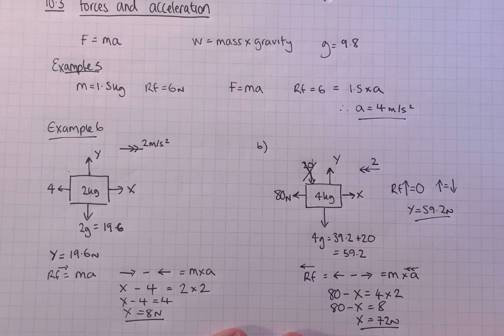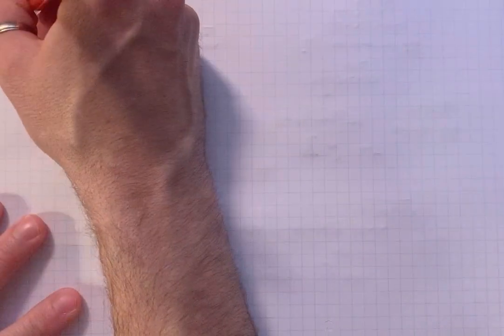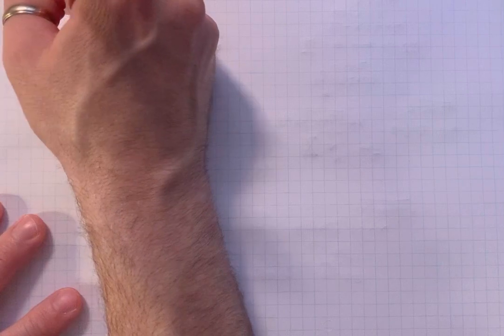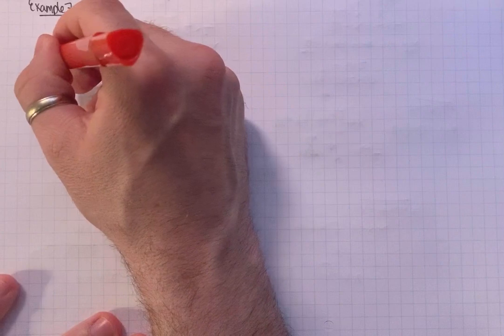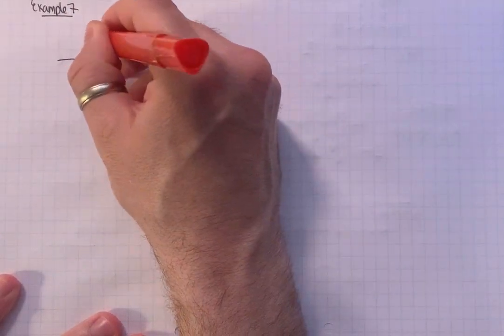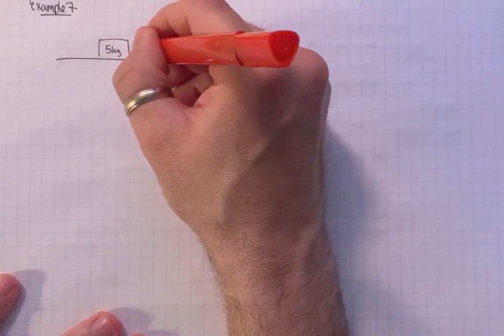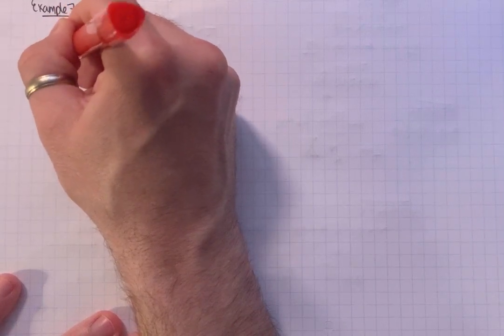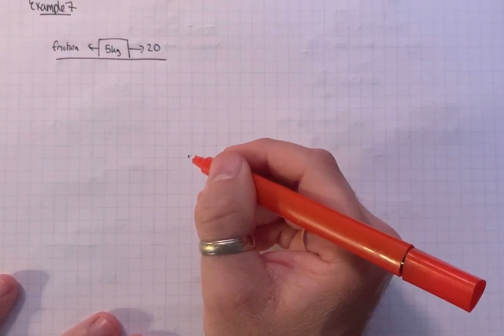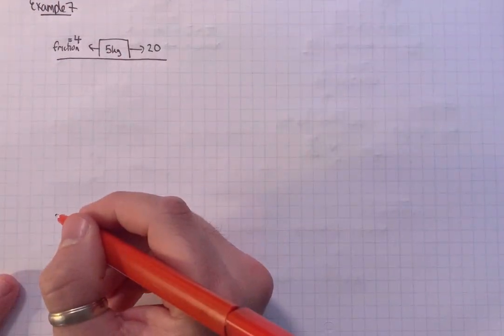Okay, those are about all the examples. Oh no, there's one more, example 7. It says that a body of mass 5 kilograms is pulled on a rough horizontal table, rough meaning there's going to be friction. It's pulled by a force of magnitude 20. So I'm going to have a frictional force pulling it back, and it says that frictional force is of magnitude 4 newtons.